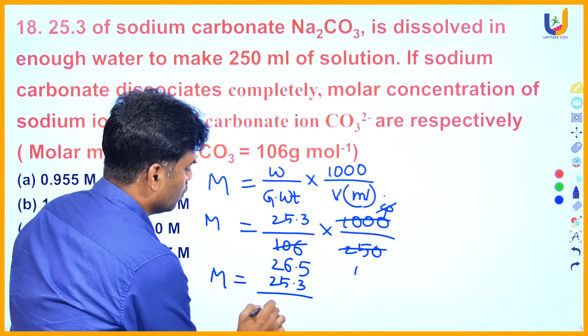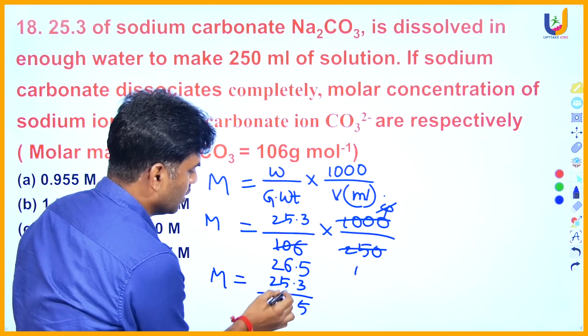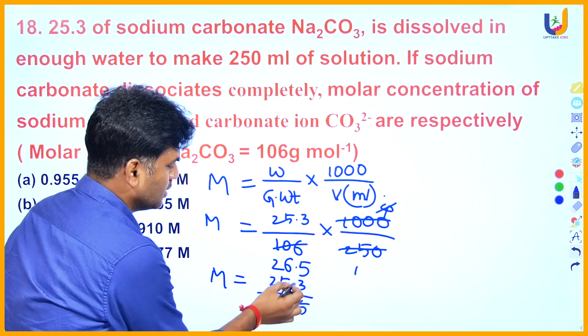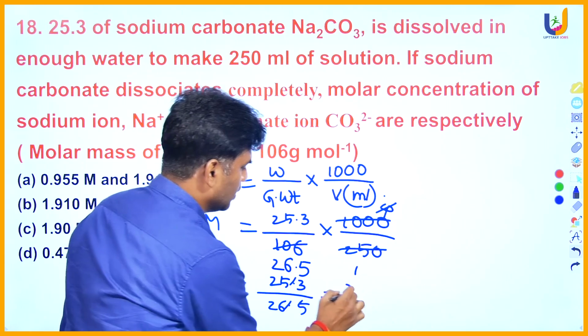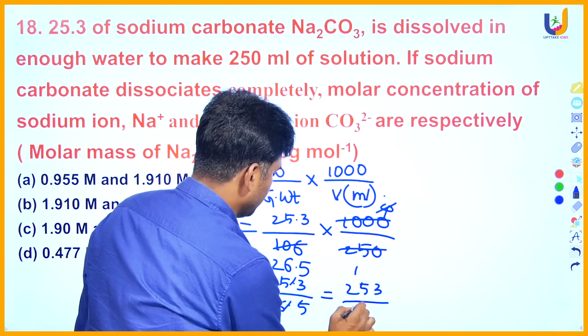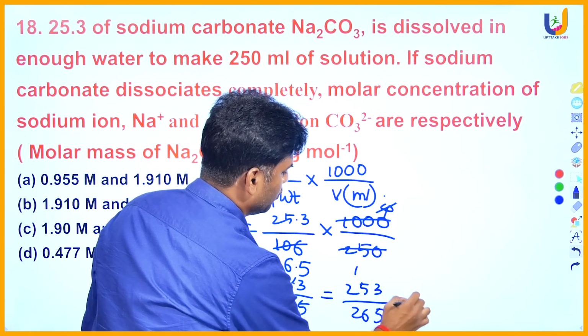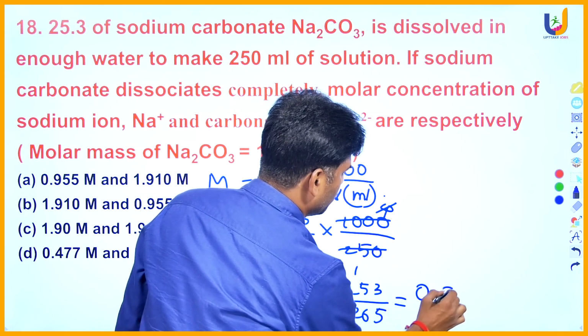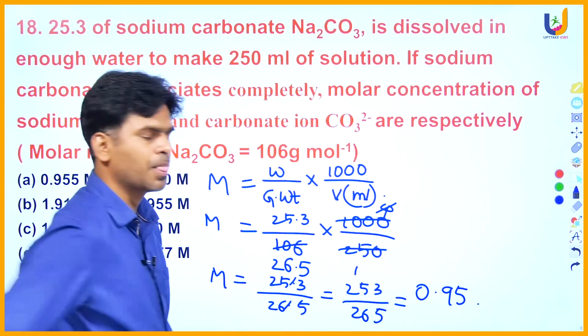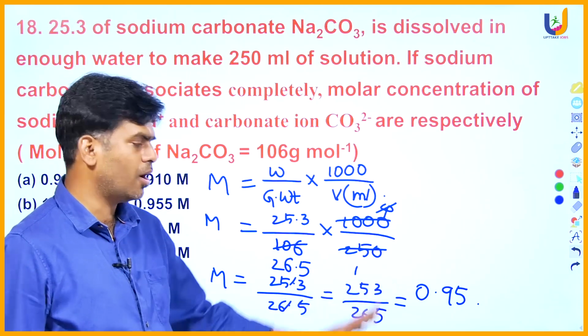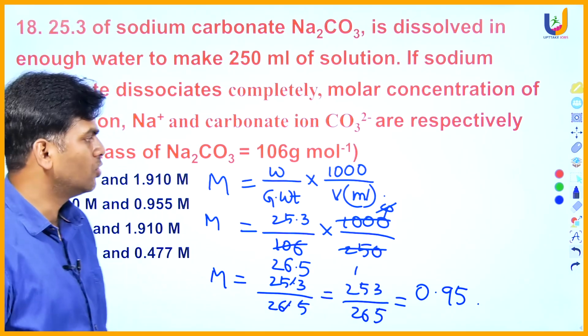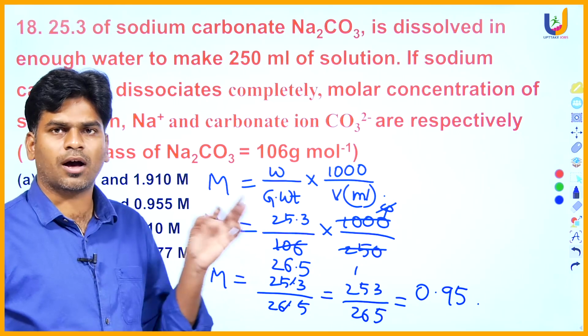25.3 by 26.5. After the decimal we have one digit, so we can simply cancel them and write 253 by 265. If you divide, we almost get 0.95, children. Around the value is 0.95 we get. So that is the molarity for sodium carbonate.